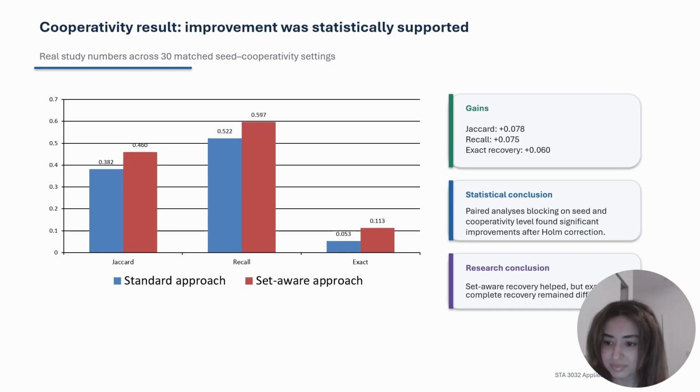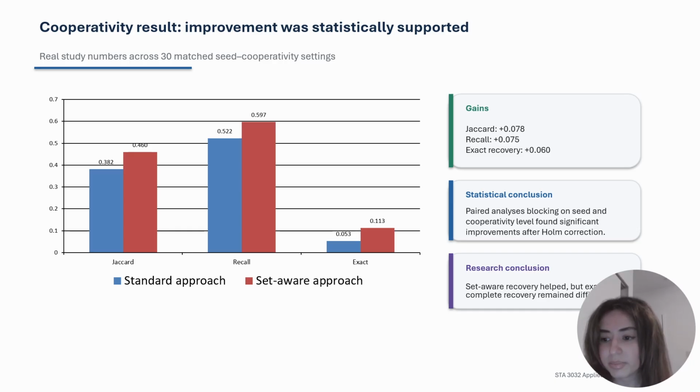So the conclusion here is that modeling the regulator team as a set, as we approached in our method, improves the recovery under this controlled stress test. But we have to be very cautious about making conclusions, because exact recovery increased, but it's still very low. It's 0.113. It's not a high score. We improved it compared to the baseline, but we also have to draw very cautious conclusions. We should not say our model solved everything.